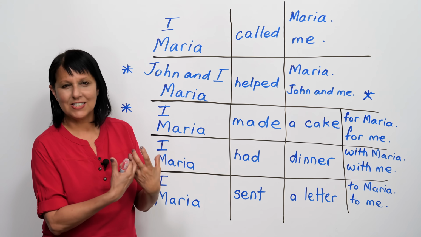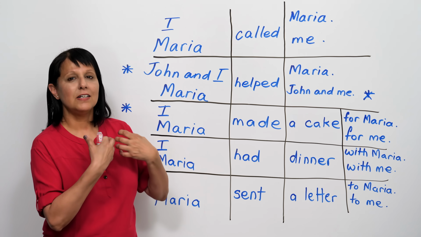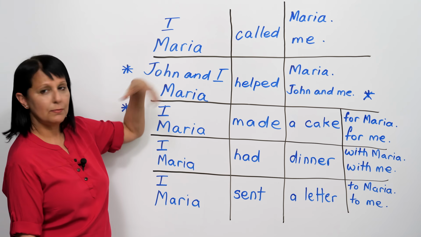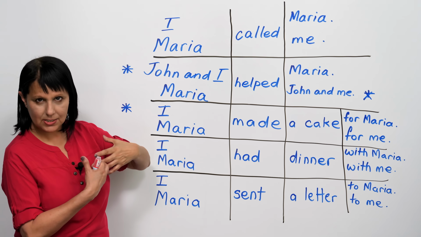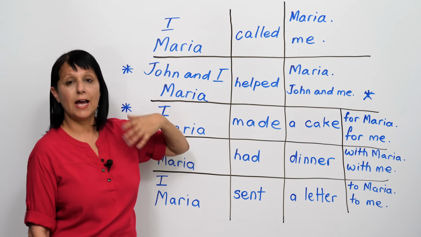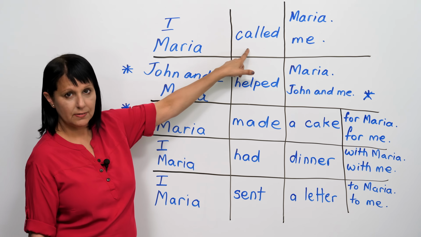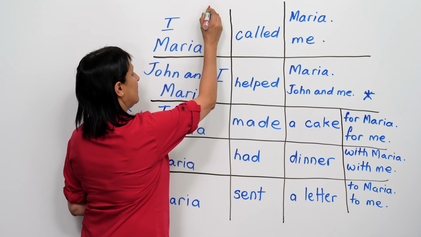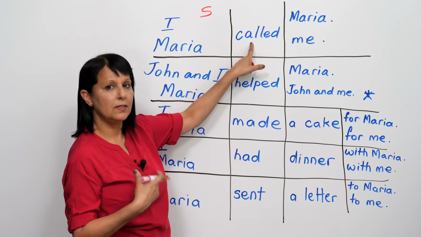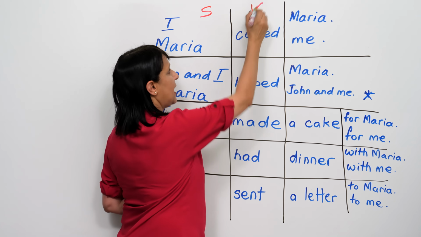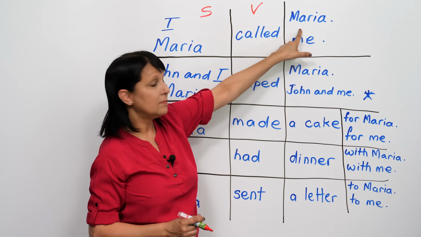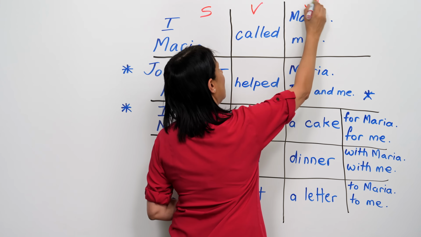So the subject of a sentence is the doer. Okay. Who is doing the action? So I am doing the action. So I am the subject. Okay. In this sentence, I called Maria. What's the action that I'm doing? Called. That's the verb. So let's put an S here for subject. What did I do? I called. This is the verb, the action that I did. And then I called Maria. So Maria is the object.